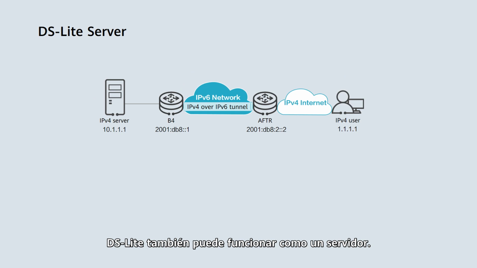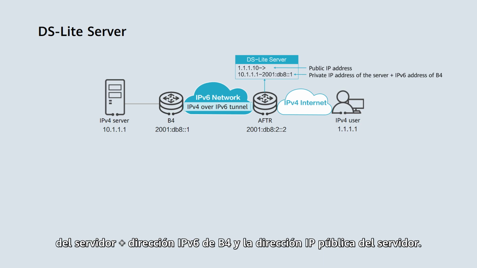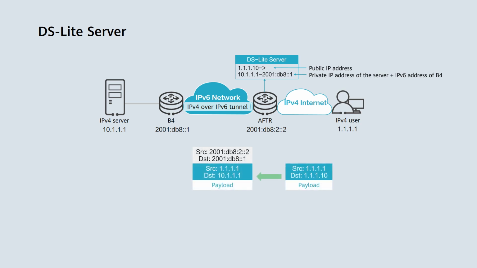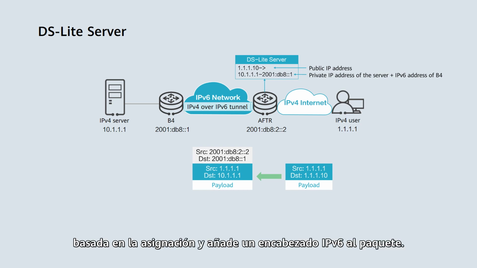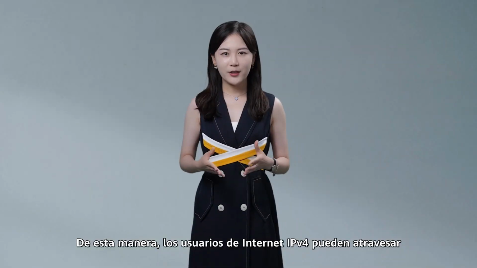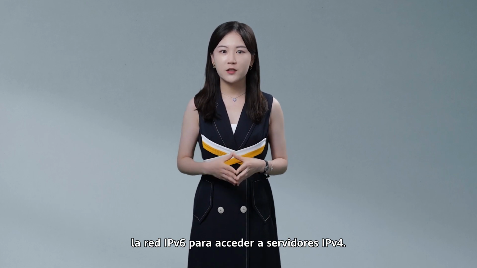DS-Lite can also function as a server. You can configure the mapping between the private IP address of the server plus the IPv6 address of B4 and the public IP address of the server. The AFTR translates a public IPv4 address of a packet into a private IPv4 address based on the mapping and adds an IPv6 header into the packet. The packet is then forwarded over the IPv6 network, decapsulated on the B4, and sent to the IPv4 server. In this manner, IPv4 Internet users can traverse the IPv6 network to access IPv4 servers.